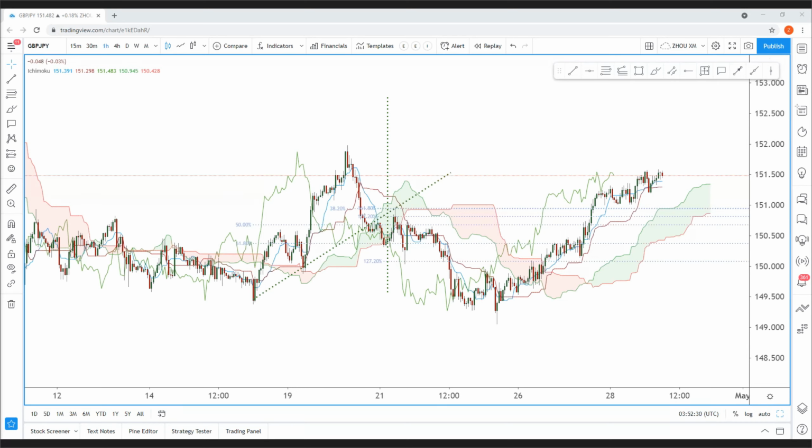Wow, it's really complicated, right? So I just want to ask: is there anyone who has any questions on Ichimoku cloud? All right. I see no questions on the Ichimoku cloud.